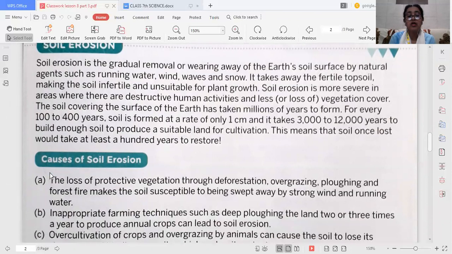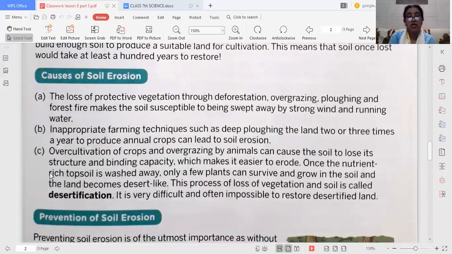Now, what are the causes of soil erosion? Most important thing, the loss of protective vegetation, which means deforestation. Deforestation is the main cause of soil erosion. Overgrazing by the animals, plowing and forest fire are also main causes of soil erosion. And the overcultivation of the crops and the overgrazing of the animals cause soil to lose its structure and binding capacity.